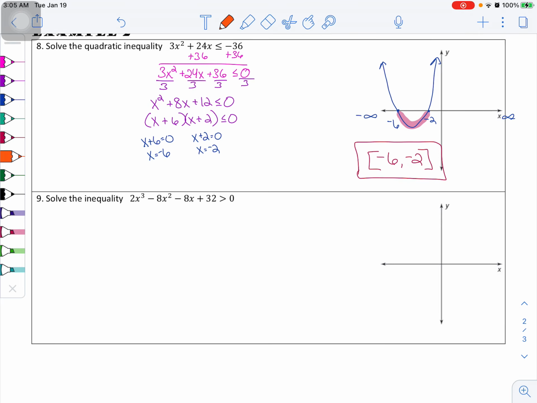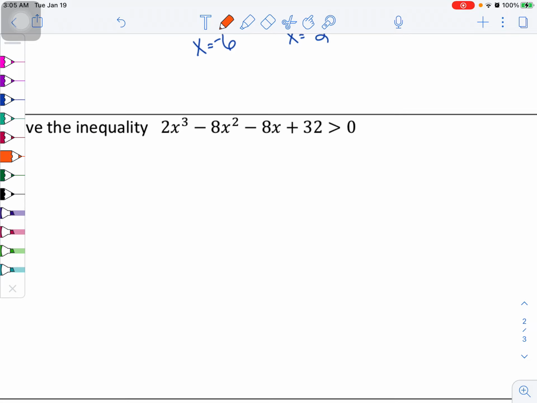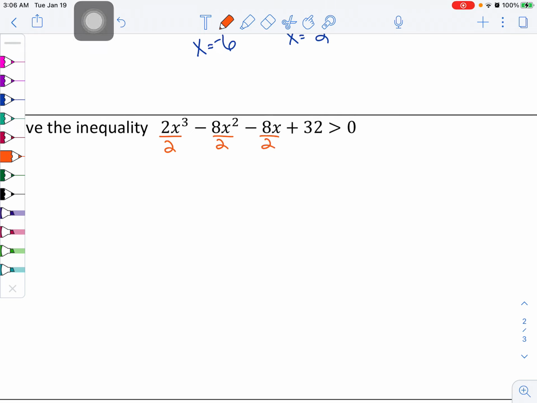Let's move on down to number 9 here. Again, I'm going to focus on just the inequality. So let's see, 2, 8, 8, and 32 are all divisible by a common factor of 2. So I'm going to go ahead and divide that 2 across everything in the inequality. So x cubed minus 4x squared minus 4x plus 16 greater than 0. Little bit of GCF factoring here. So I'm going to do factor by grouping.